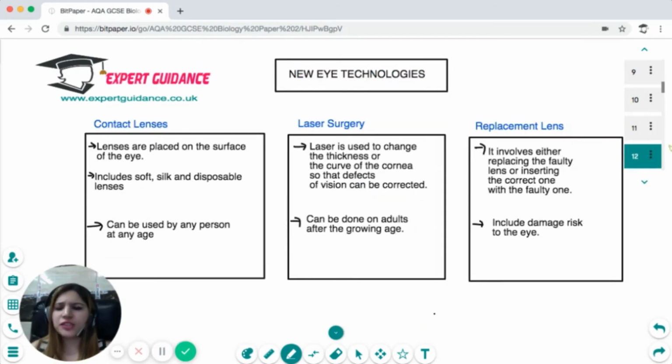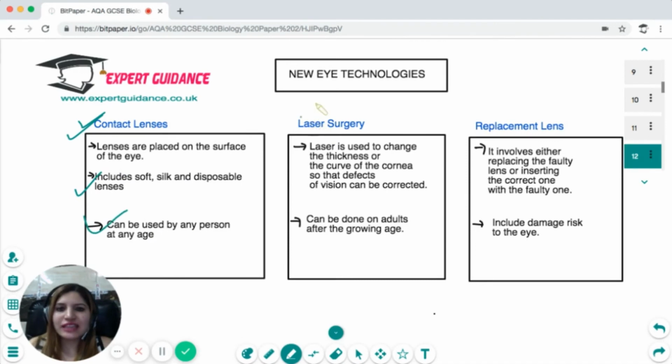Now, there are other new eye technologies that have emerged. Now we can use contact lenses because it's not always feasible for sports players or for models to wear spectacles, the concave or convex lenses, all the time. So in that case, we put lenses just on the surface of the eye, which can be soft, self-disposable, and they can be used by any person at any age.